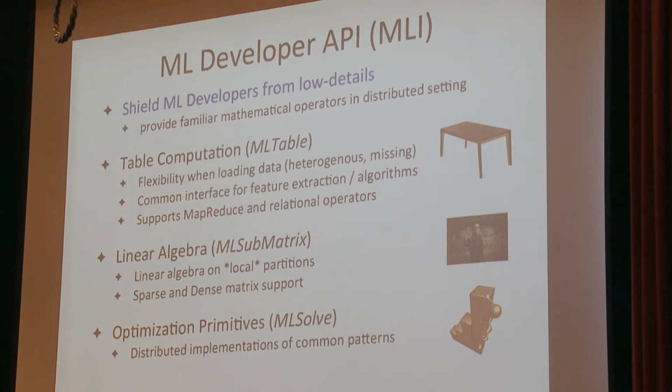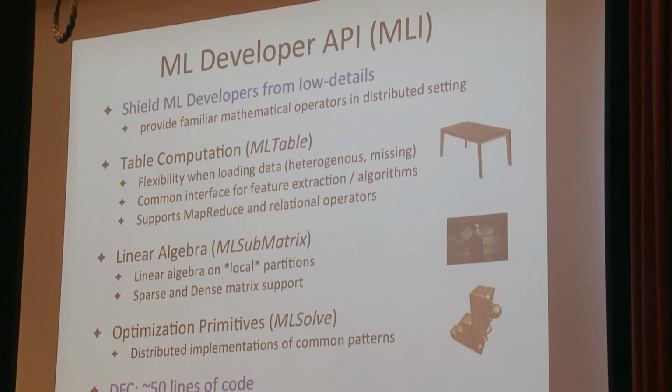So optimization primitives is the third component of this API, and this is convex optimization. So things like stochastic gradient, parallel gradient, AdaGrad, LBFGS, these types of patterns that underlie many common modern machine learning algorithms. These primitives are used to solve these problems, build these models.